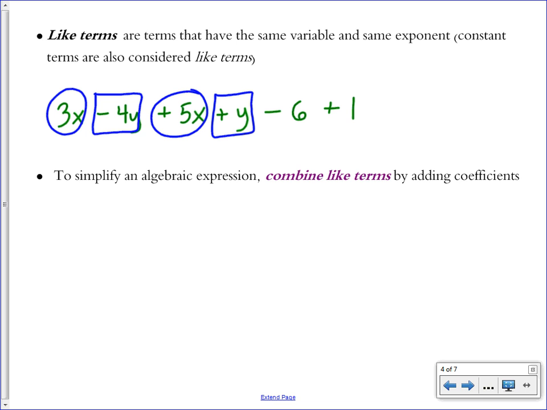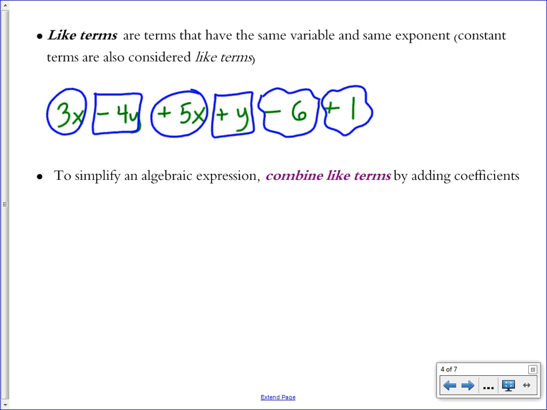And constant terms are also considered like terms. So this negative 6 and this positive 1 are also like terms. Neither one of them has an x or a y attached to it. No variable makes them like terms.